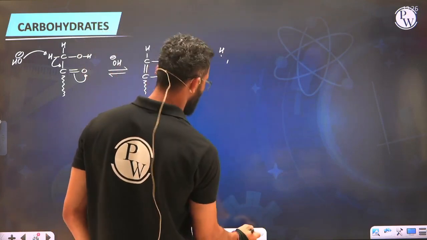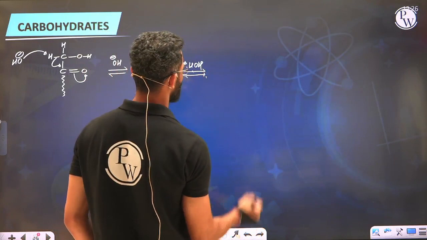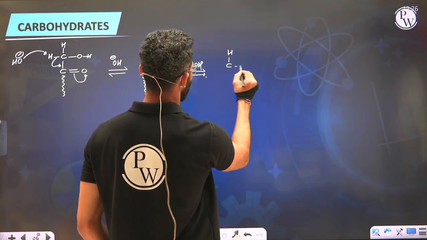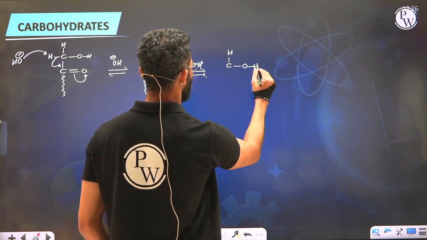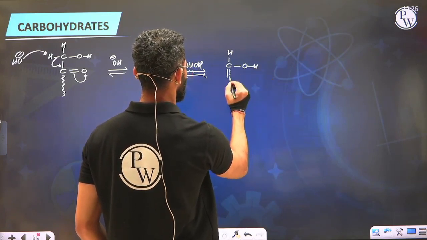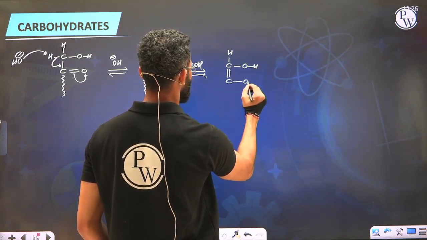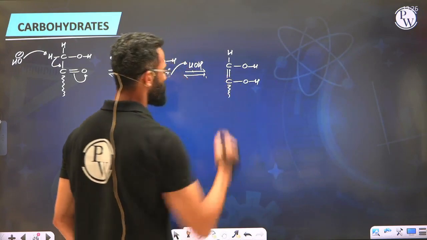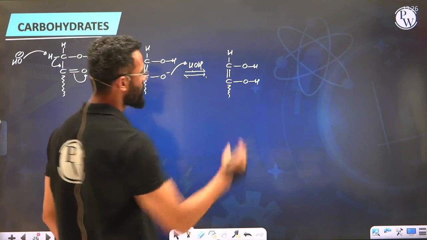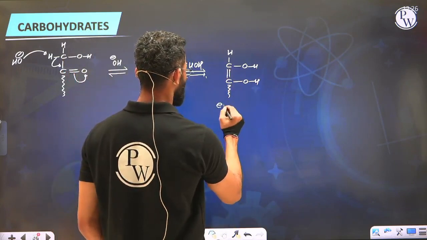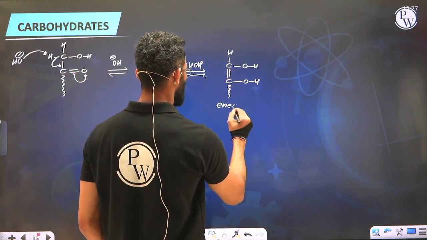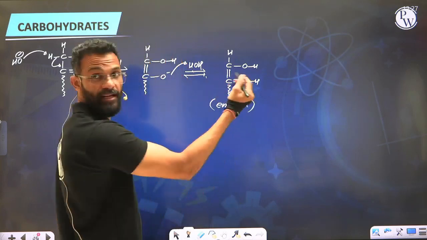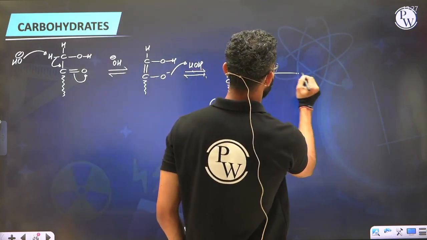Now see, as soon as H plus is accepted from a solvent, we have got C double bond C, single bond OH. What is this? This compound is called an enediol. This is an alkene with two OH groups, so you call it an enediol. This enediol then immediately tautomerizes.